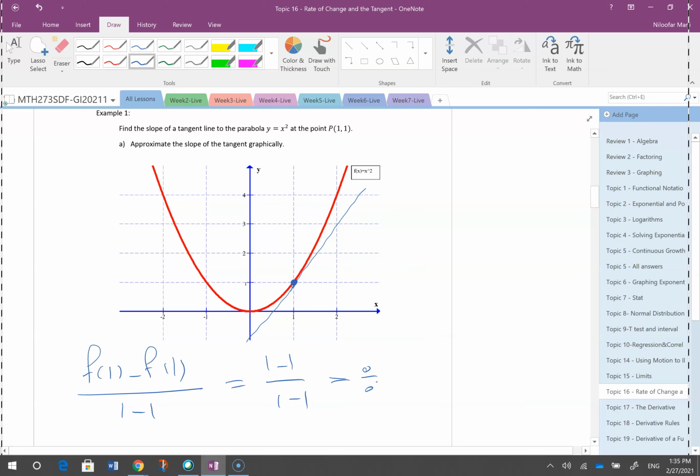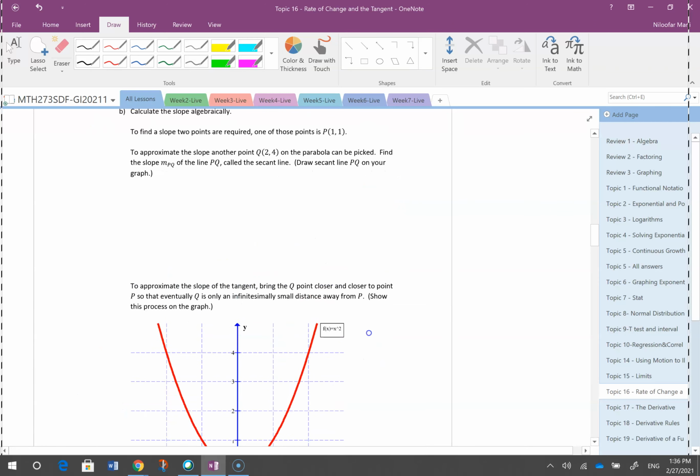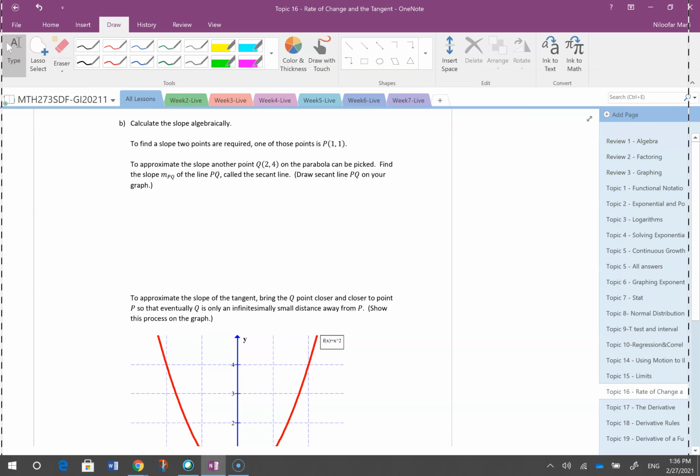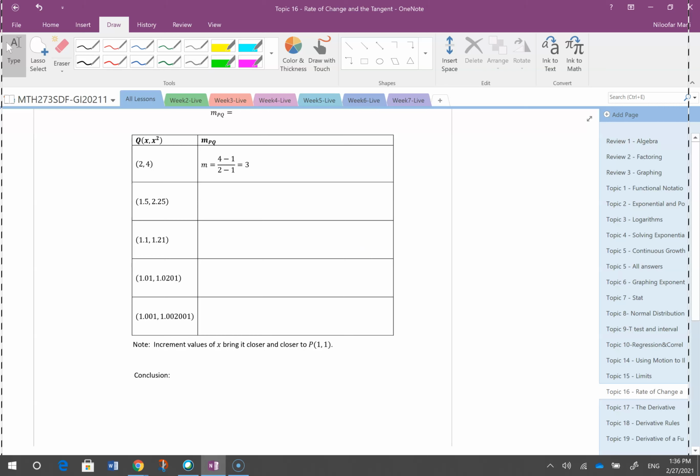I start from 2. I have this second line. So I approach this point to this, and this approaches to this, and then I can say I have the slope of the tangent line, which is the blue one. Here it's just explaining that I start from 2 and 4, then I just move it, and I already talked about all of these. So I'm just going to fill the table here.